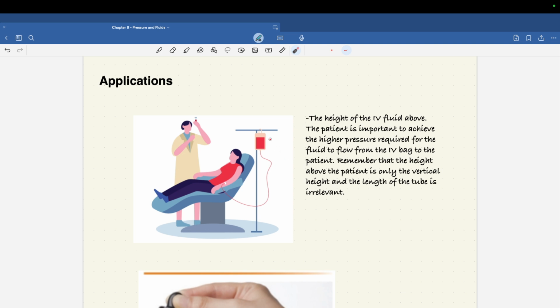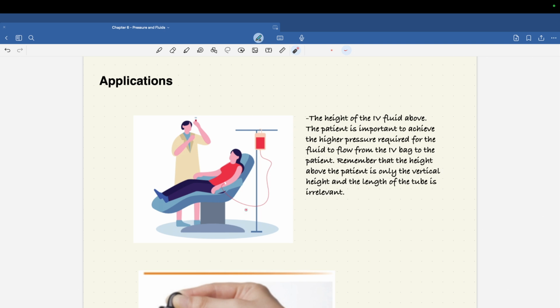You can see that the IV fluid is flowing into the patient because there is a higher pressure here. You see that it is at a greater height, so the pressure is higher and so it's easily flowing into the patient. And I've written that, remember that the height above the patient is only the vertical height. We don't care about the length of this tube, it doesn't matter. You could have had it that way, but it's only the vertical height that matters, not the length of the tube.